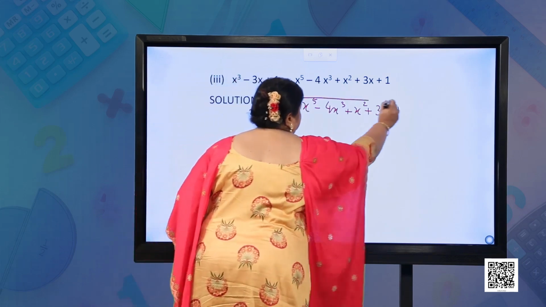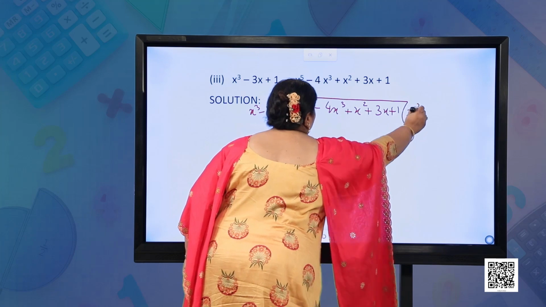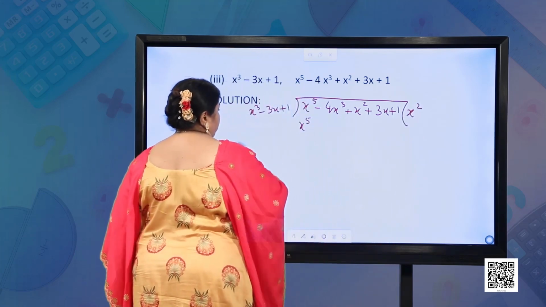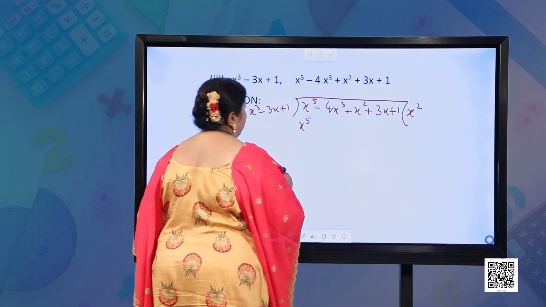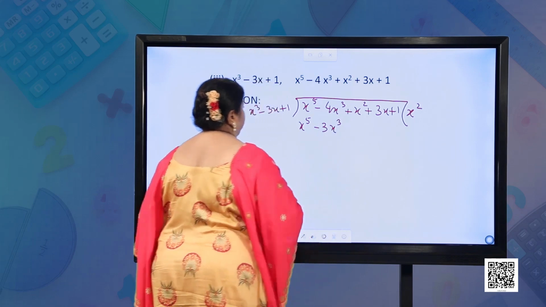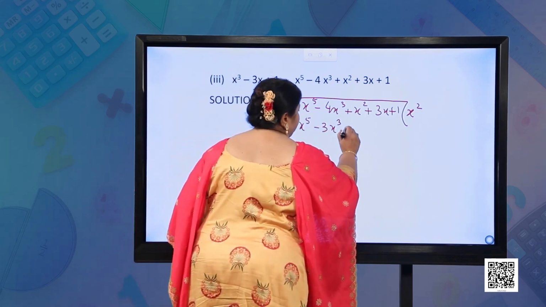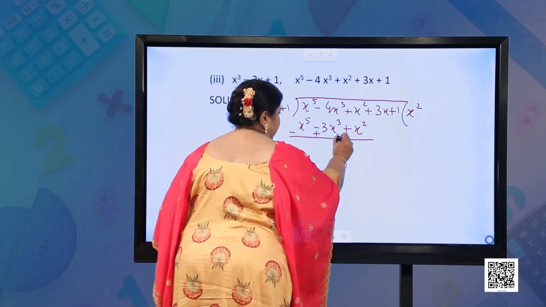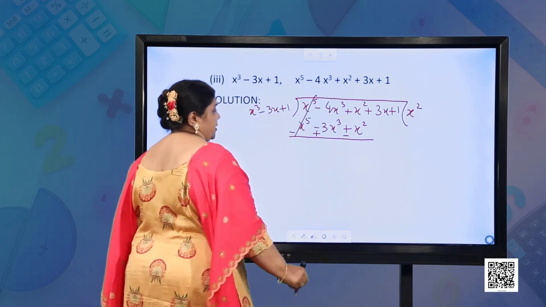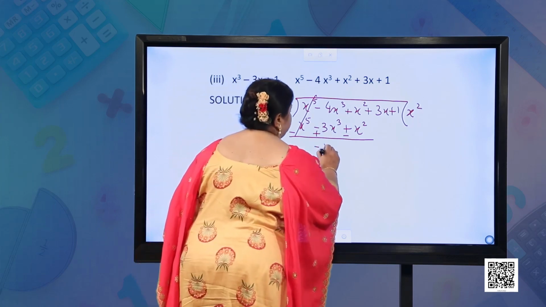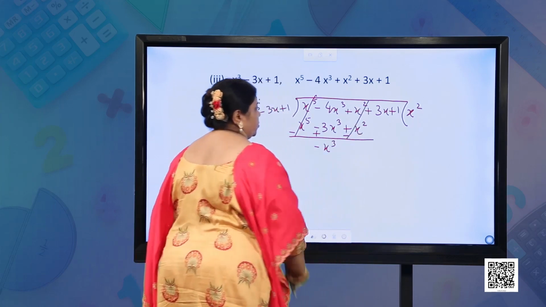Yes, you are right, I should multiply by x to the power 2. So, I will have x to the power 5 here. X square into minus 3x will give me minus 3x cube. Good. X square into 1 is x square. Now, if I subtract, signs will change and this gets cancelled. What is minus 4x cube plus 3x cube? It will give me minus x cube and this is also cancelled.